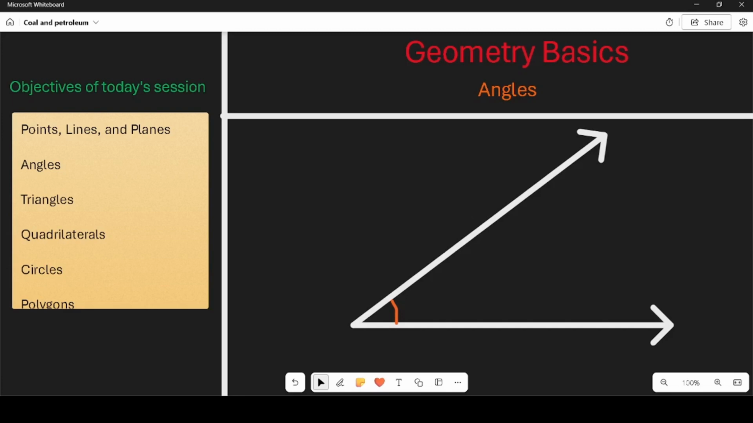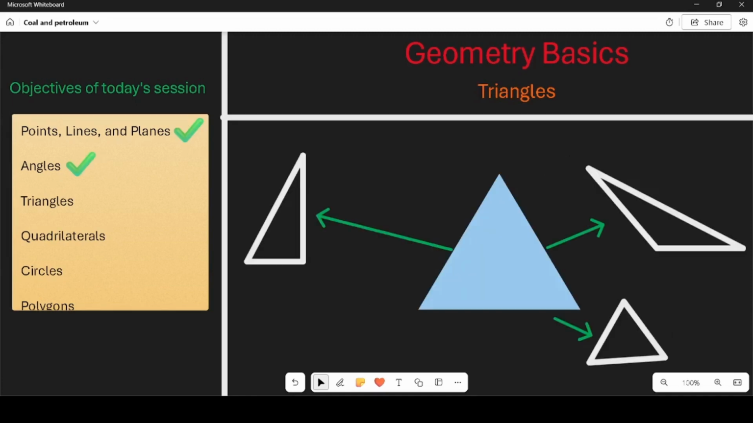Can you tell what angle is shown on your screen? Comment down below.